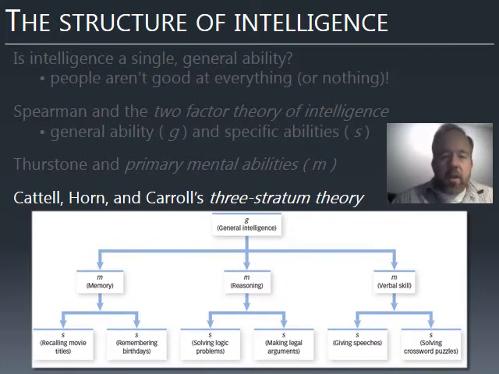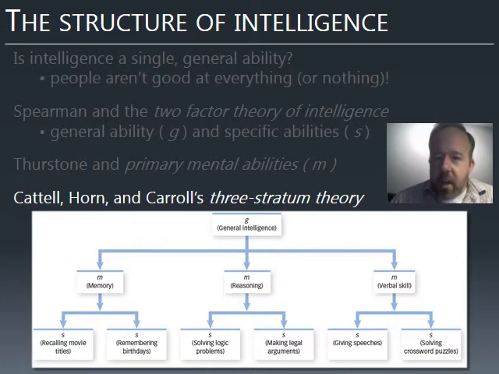And it turns out that both Spearman and Thurstone were kind of right. There does seem to be a general intelligence, and there do seem to be specific abilities, certainly, but those abilities can also be grouped into these primary mental abilities that Thurstone came up with. But it took other psychologists, your book doesn't name them, but they are Cattell, Horn, and Carroll, to come up with what's called the three-stratum theory. Your book also doesn't label this theory, but that's its name.